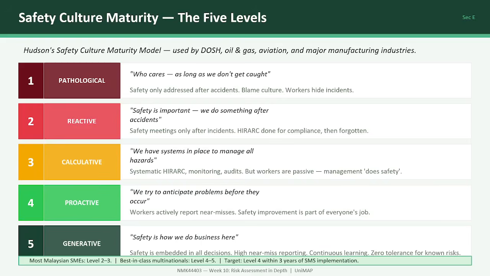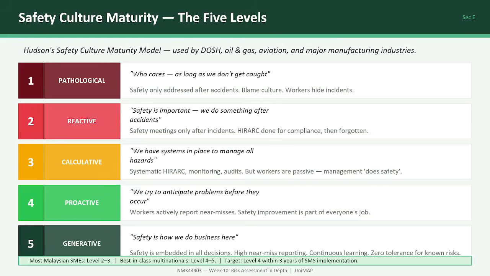Hudson's Safety Culture Maturity Model describes 5 levels of organizational safety culture, ranging from the lowest, pathological, to the highest, generative. This model is used by DOSH, the oil and gas industry, aviation, and major multinational manufacturers to assess where their organization currently sits and to set targets for improvement.